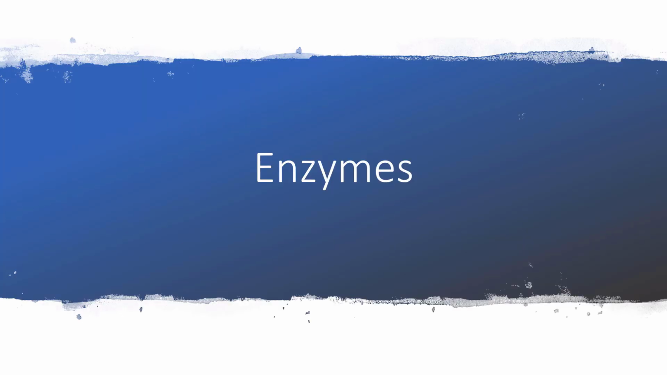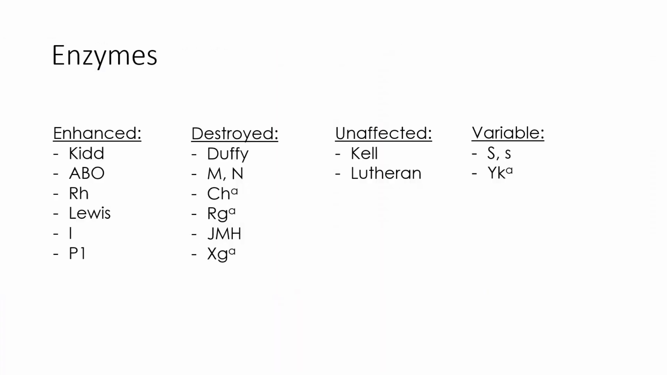Let's take a look at how the antigens are affected by different enzyme treatments. Sometimes we use enzyme treatment when we're trying to identify a very difficult antibody, and we are confused on the specificity of this antibody. Antigens that are enhanced by enzymes include the KID blood group system, ABO, RH, Lewis, I, and P1.